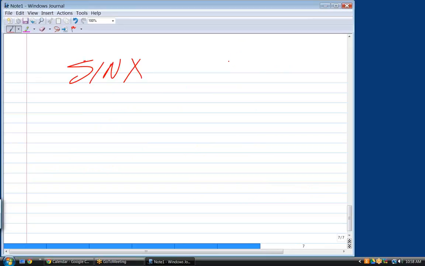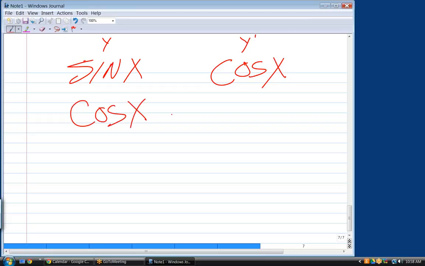What's the derivative of sine? Cosine. In other words, if this is y prime. The derivative of cosine is minus sine. The derivative of tangent is secant squared.